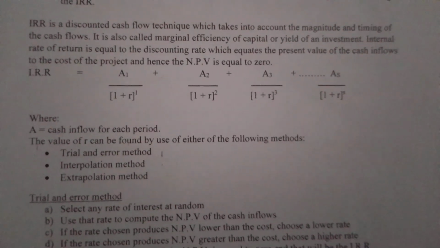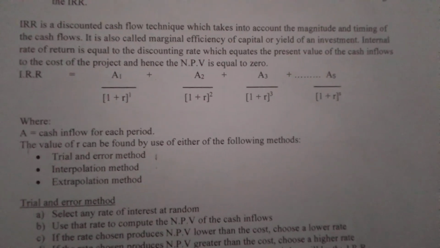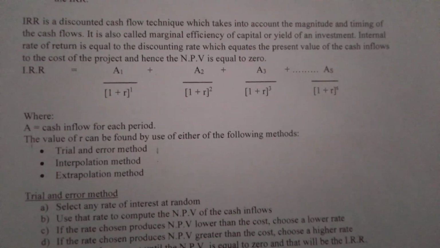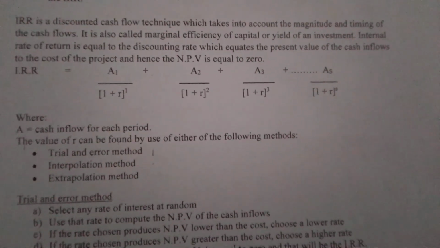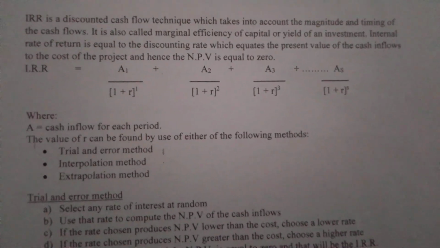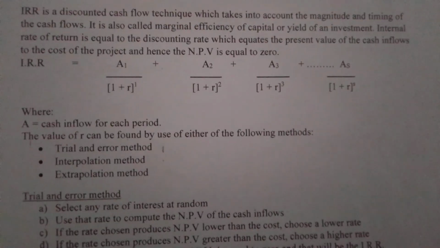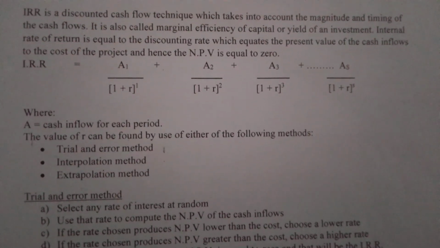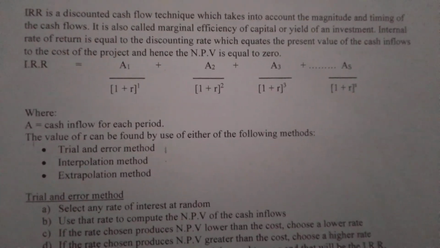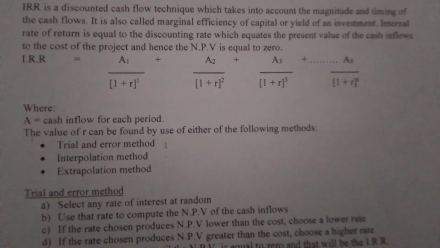For IRR, we'll be taking A1, that is the cash flows: cash flow 1 divided by 1 plus r raised to 1, plus cash flow 2, because we'll be having a stream of cash flows, like maybe cash flows for 3 years may be given. For example, A1 over 1 plus r raised to 1 plus A2 over 1 plus r raised to 2, that way, it's like what is appearing.